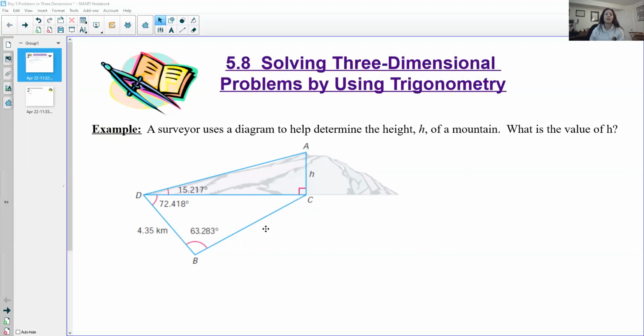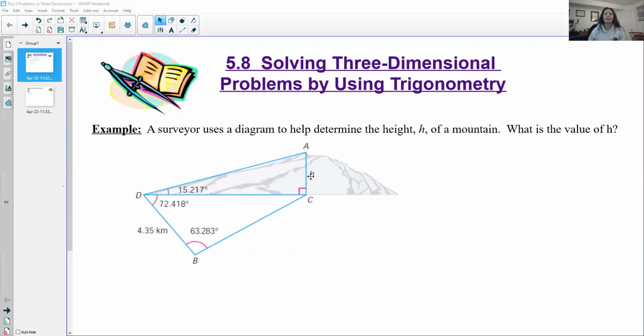So here we have a surveyor. We're trying to find height. A lot of these 3D problems, you're just going to have to use your trig tools more than once. So here I've got this height. You can see it's a right angle triangle. I don't even need to read the rest of the question. I'm trying to find this.